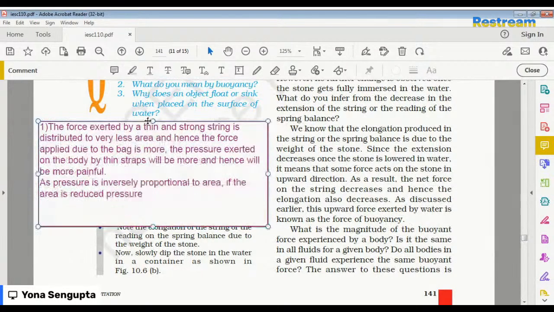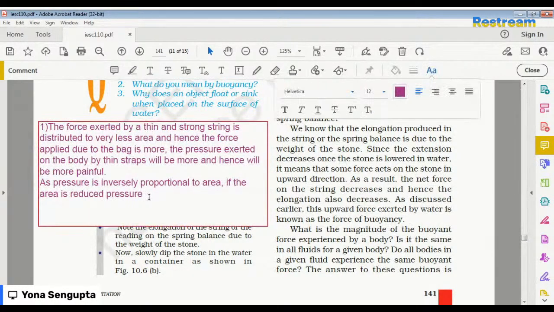Next, number 2. In number 2, it is written, what do you mean by buoyancy? Basically, in a simple answer, we can say buoyancy is the upward force exerted by a liquid on any object immersed in the liquid, and it is called buoyancy, or upthrust. Okay, so this would be the answer. Let me write it down for you.